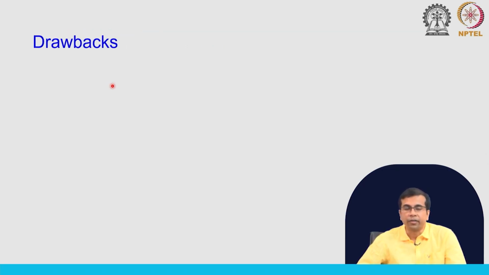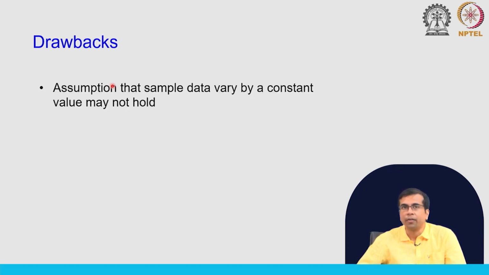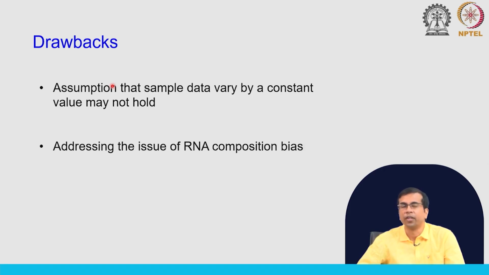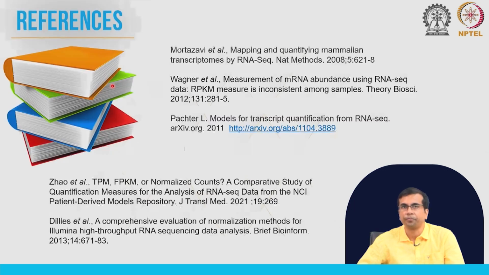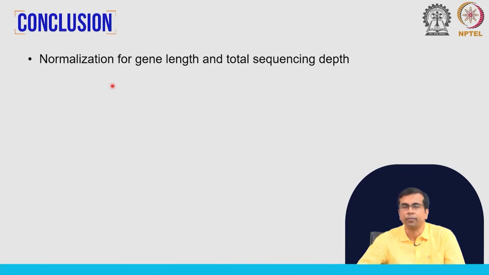So, what are the drawbacks? We have talked about some of the between sample normalization methods, and one of the first drawbacks is that the assumption that sample data vary by a constant value does not hold in most cases. It is not simply that the distributions are shifted and the median should be brought to the same value; this does not hold for most samples. Also, we have not addressed the issue of RNA composition bias. We have not touched upon that at all when talking about between sample normalization. Here are the references that we have utilized for this part.